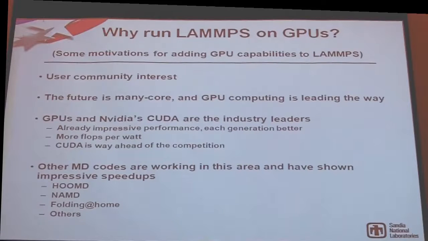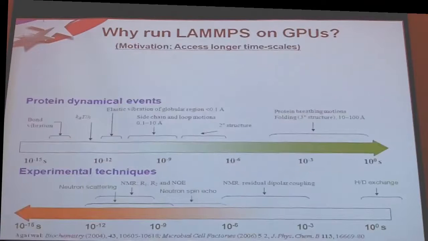So another motivation for running LAMMPS on GPUs is that other MD codes are doing this too. So it's a little bit monkey see, monkey do. We see other MD codes doing this, and we figure we should jump into this as well. And they've been able to show very impressive speedups. Some of the other codes that I mentioned here, and there are many others that are trying to do molecular dynamics on GPUs, and most of them have shown very impressive speedups.